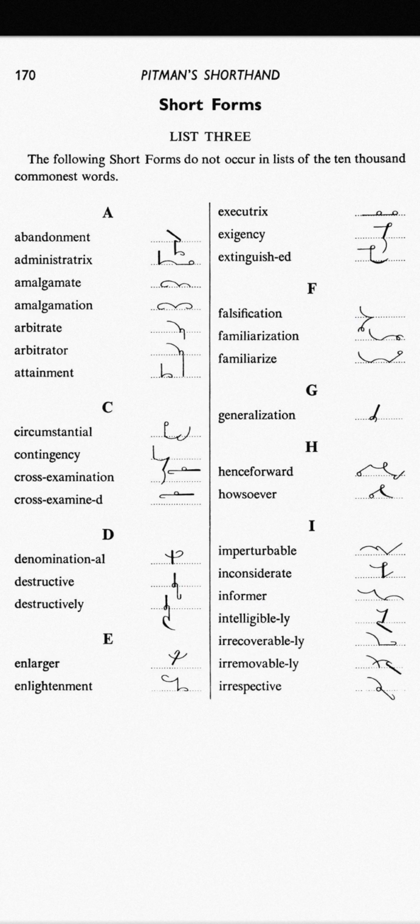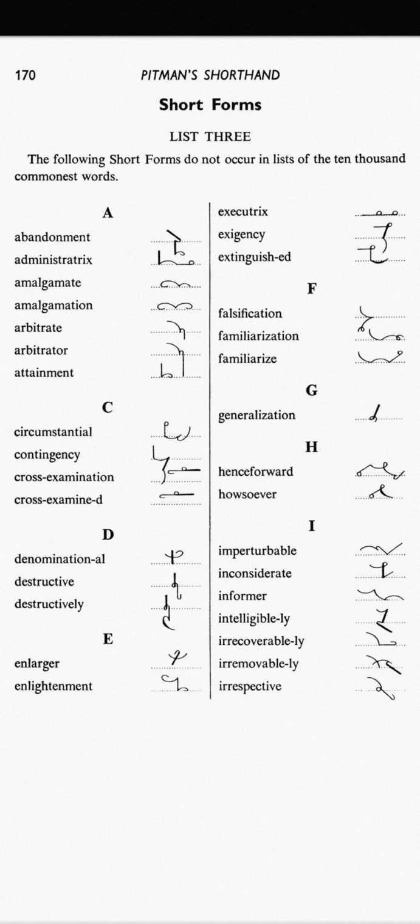Circumstantial, S circle, T on the line, N stroke on the line. Upward ish with L hook is used here. Contingency, T on the line, N stroke on the line, J through the line, S stroke through the line. Cross examination, KR stroke with S circle with G stroke above the line.